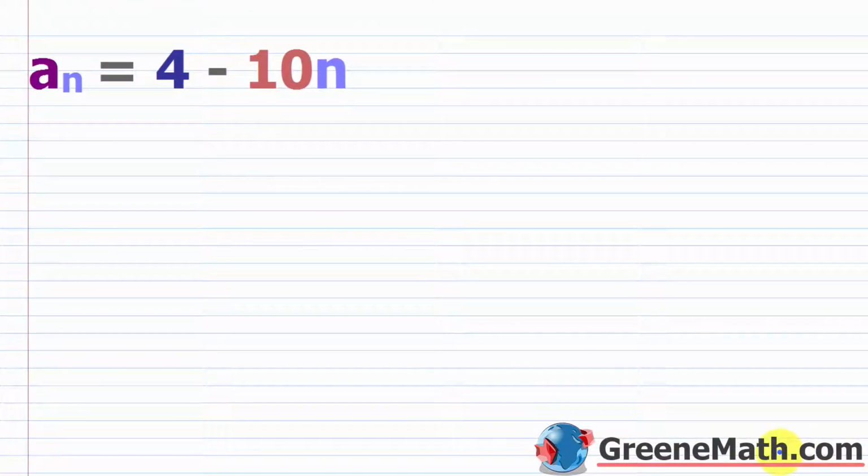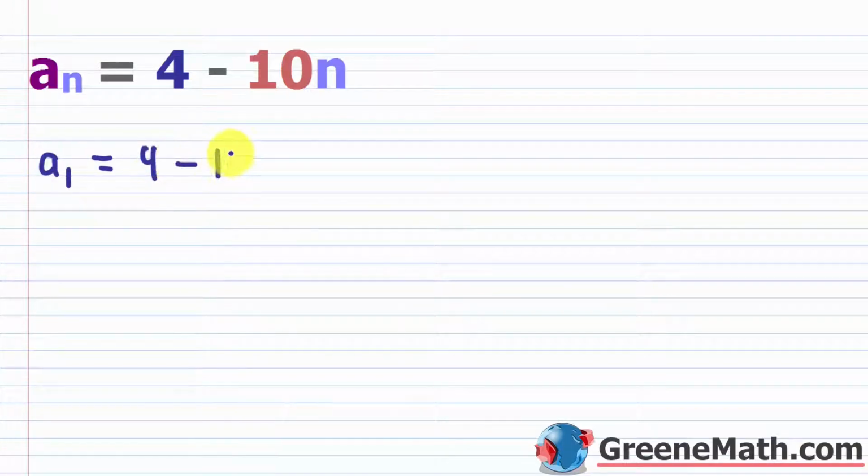Again, when you first get to this, you're just going to be plugging in and getting used to the notation. So we have a sub n equals 4 minus 10n. If I wanted to find the first 5 terms of the sequence, all I'm going to do is start out with 1, okay? Because that's the smallest natural number. That's always what I'm going to start with. So I'm going to say, what is a sub 1? And all I do is I plug in a 1 for n.